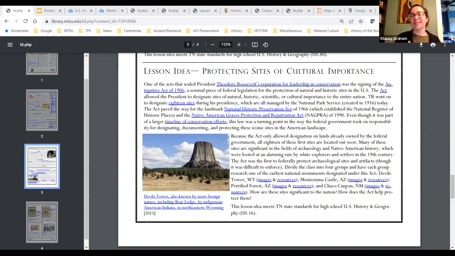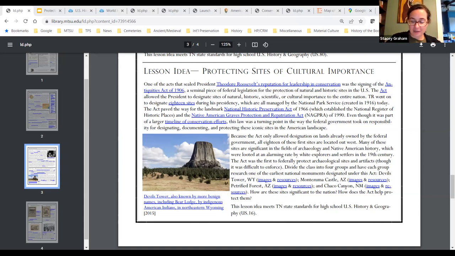And the whole question is, well, there's lots of different questions here, but who owns these sites, who has a right to these sites, and what are these sites supposed to be used for? So this act says they're supposed to be used for the public good, which 10 years after the Antiquities Act is going to be espoused in the creation of the National Park Service, which I think we're all pretty familiar with. So why is the Antiquities Act of 1906, which nobody's heard of, a turning point?